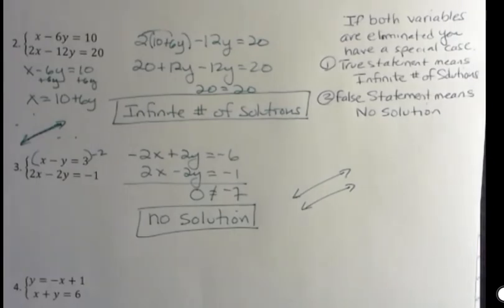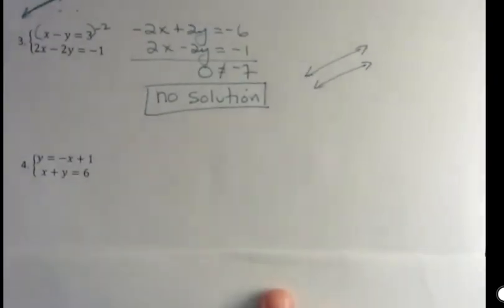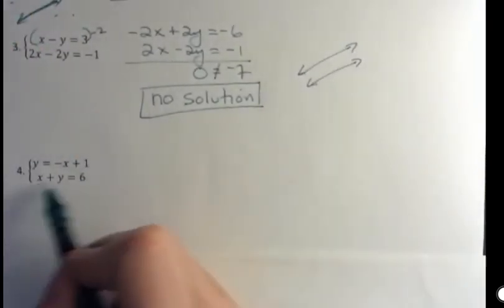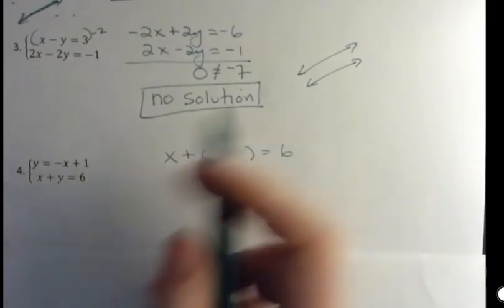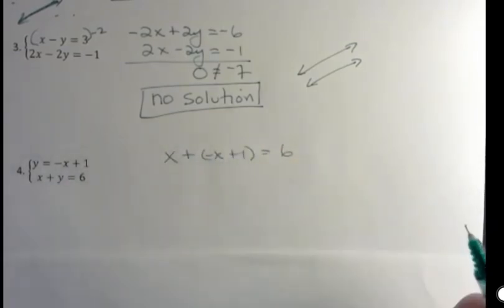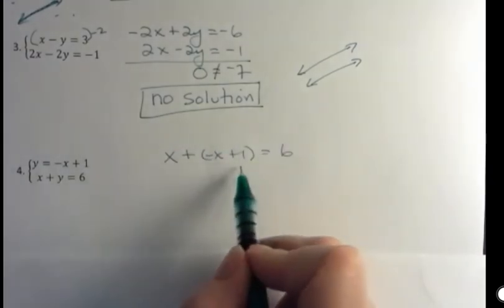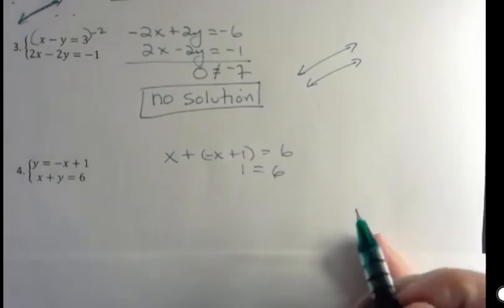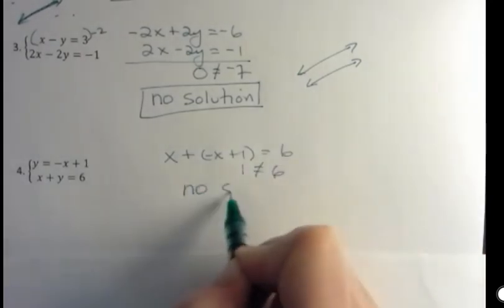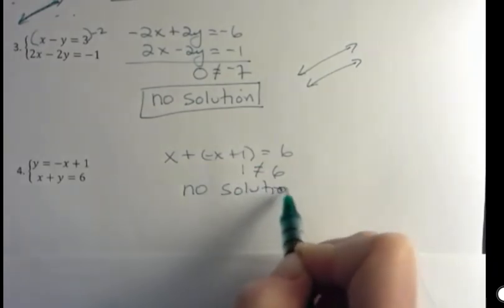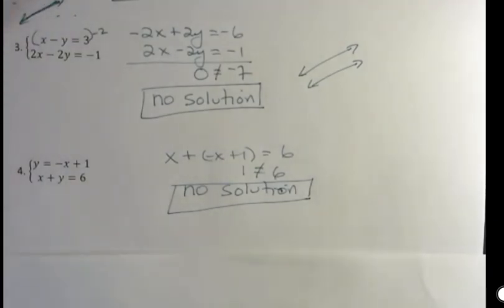Okay, one more. This one's definitely set up for substitution. So I'm going to use substitution, and I'm going to take this second equation, x plus, and where I used to have y, I'm going to replace it with -x plus 1. And I get -x and positive x goes away, and I have 1 equals 6. So what does that mean? It means I have, again, no solution because I had a false statement. You have to look and see, were you left with something true or something false?